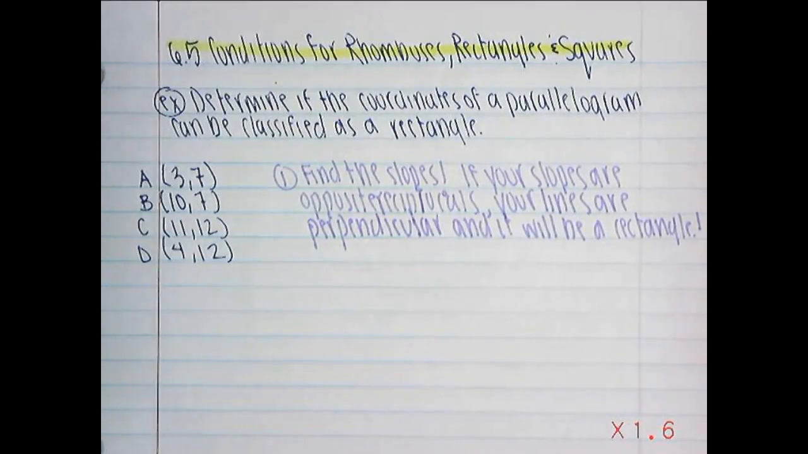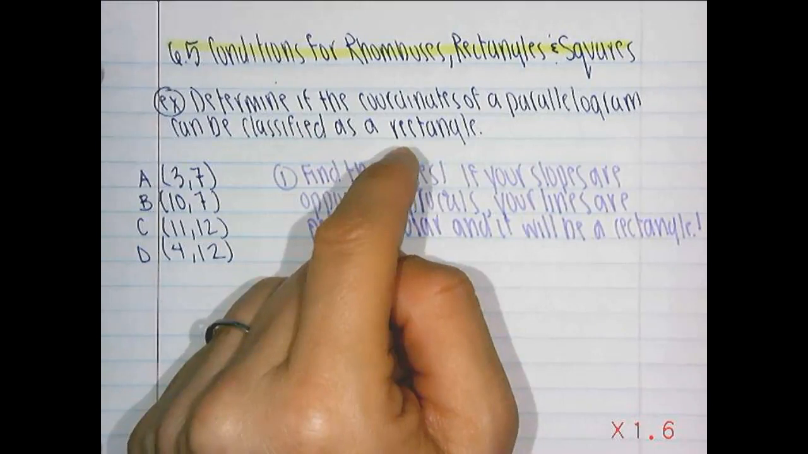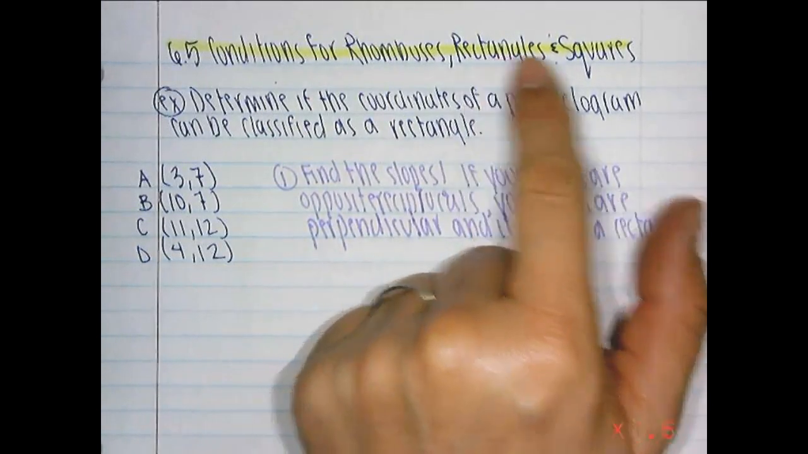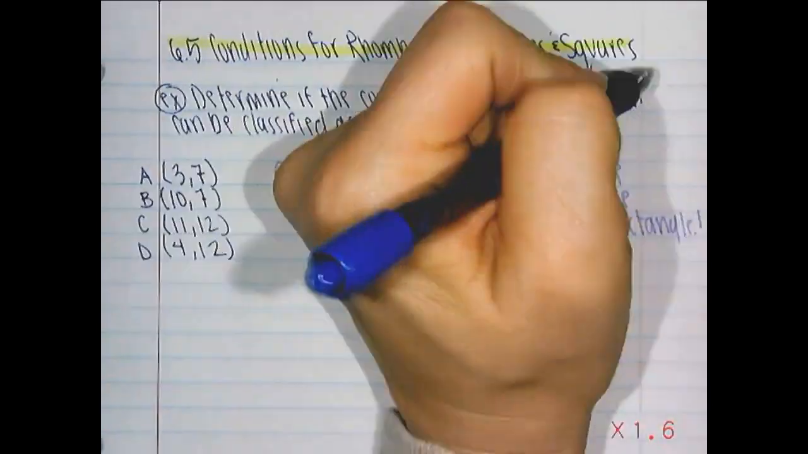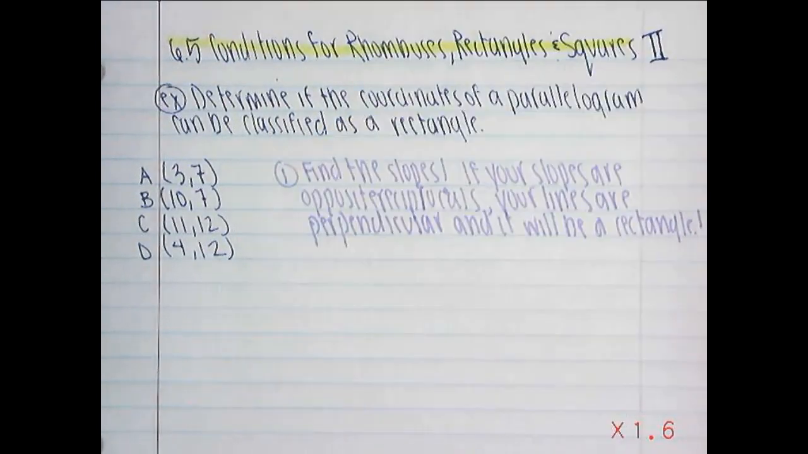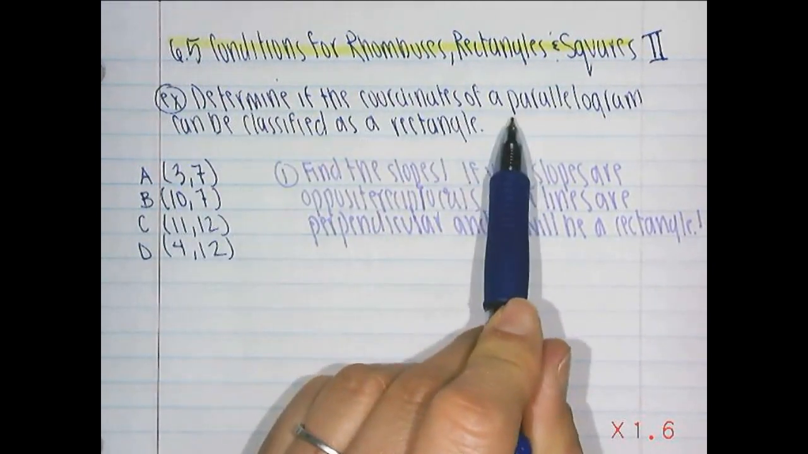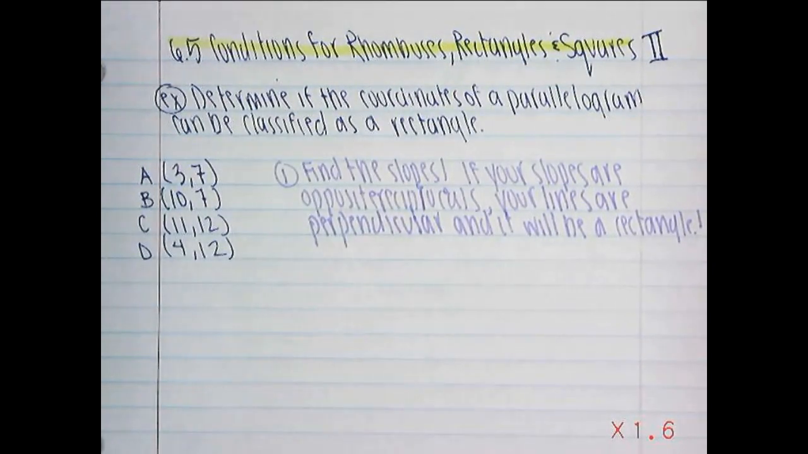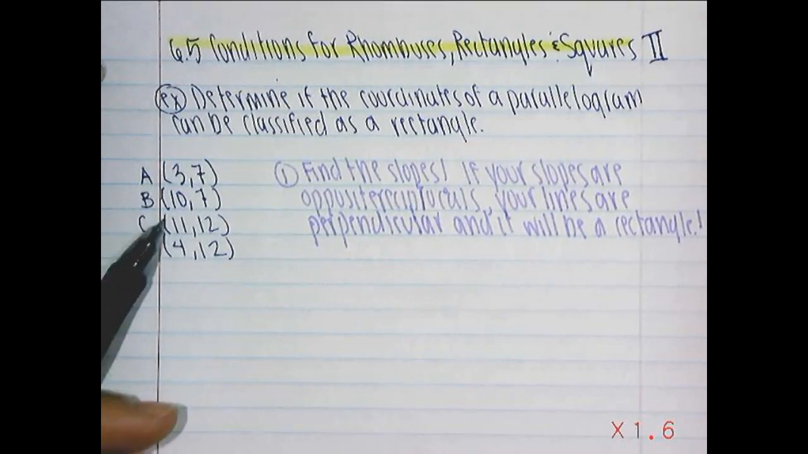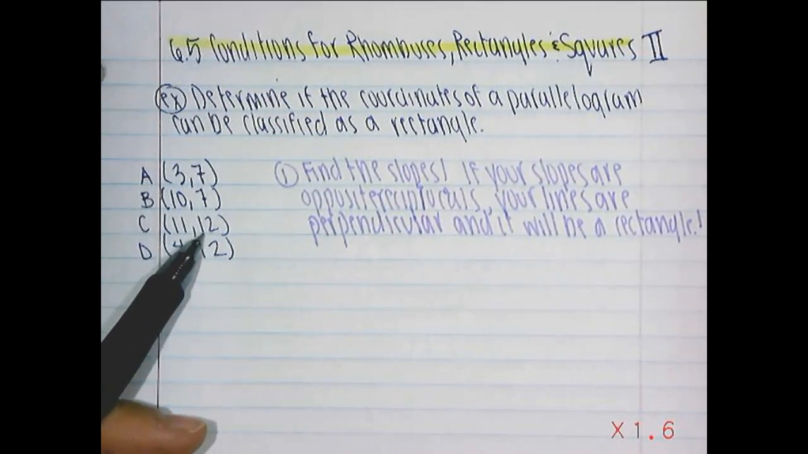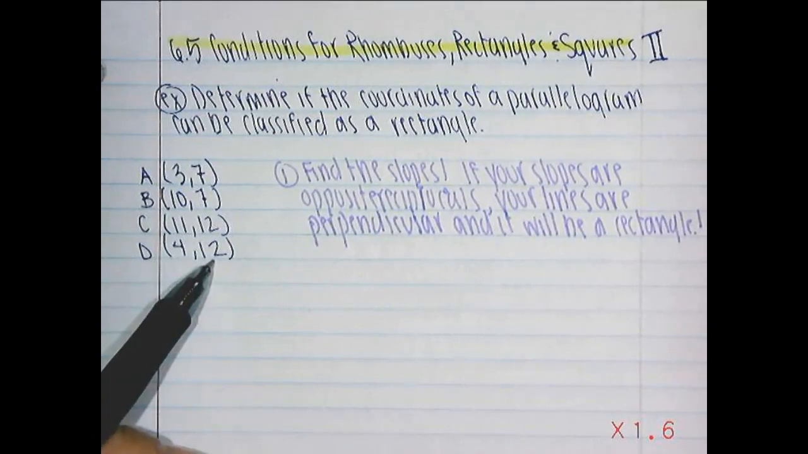Hey guys, we are on 6.5, Conditions of Rhombuses, Rectangles, and Squares, Part 2. We did Part 1 in class. What we want to know is how to determine if the coordinates of a parallelogram can be classified as a rectangle. Right here I've given you coordinates of a rectangle. A is 3, 7, B is 10, 7, C is 11, 12, and D is 4, 12.